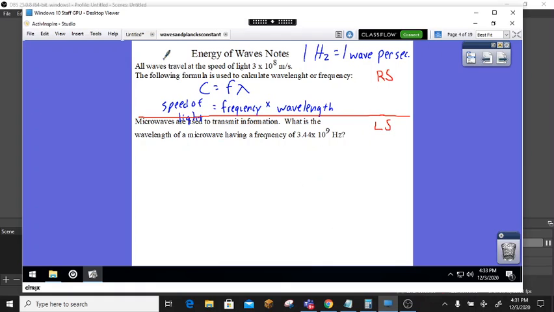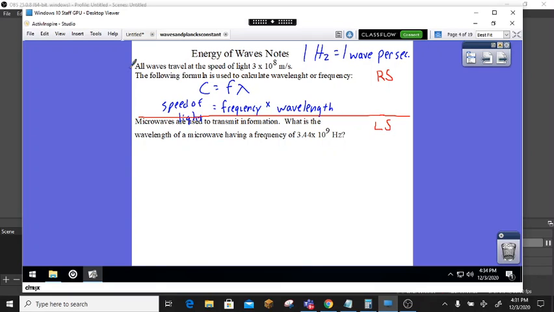So, energy of waves. Make sure you copy this on the right side and on the left side, in a new section in your notes. All waves travel at the speed of light, which we've already covered. It's really, really fast: 3 times 10 to the 8 meters per second.